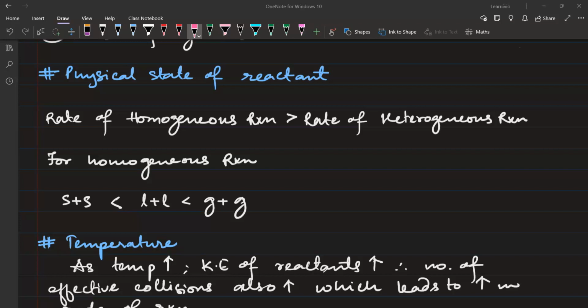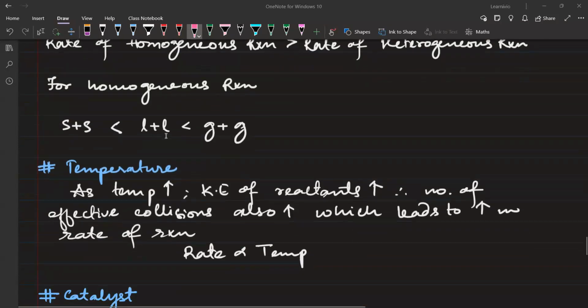In case of homogeneous reaction, it will depend on the frequency of collision. Frequency of collision is obviously going to be higher in the gaseous molecules, followed by liquid, and then followed by solid. Next is temperature. We will discuss the temperature part in detail in the Arrhenius equation, but right now, understand a simple idea: as temperature increases, the kinetic energy of the reactant increases. If kinetic energy increases, the number of effective collisions will also increase, which will lead to an increase in the rate of reaction. Therefore, we can say that the rate of reaction is directly proportional to the temperature.